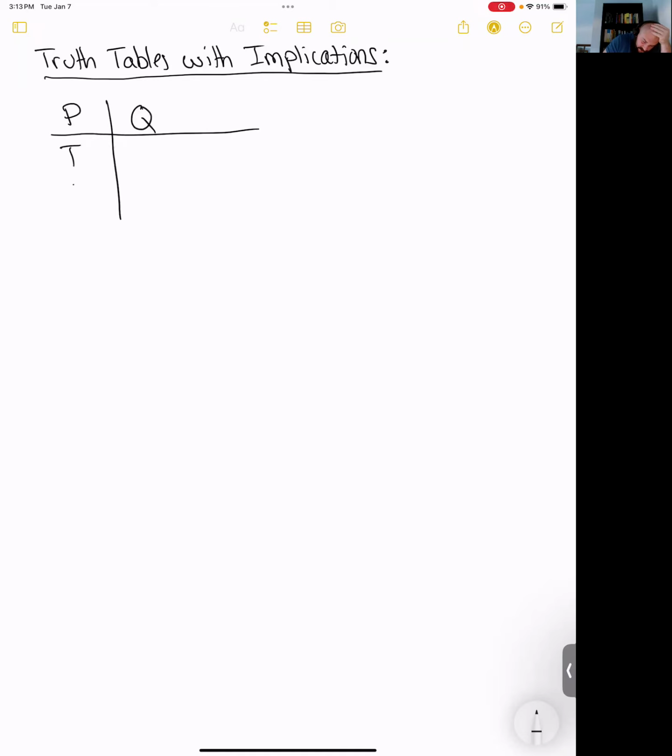So we need all possible truth values for P and Q, which are these, and then we can look at P implies Q. Okay, so the first one usually doesn't bother people. True implies true. That's true. Great. And the second one usually doesn't bother people. True implies false. That's false. That's bad, right?